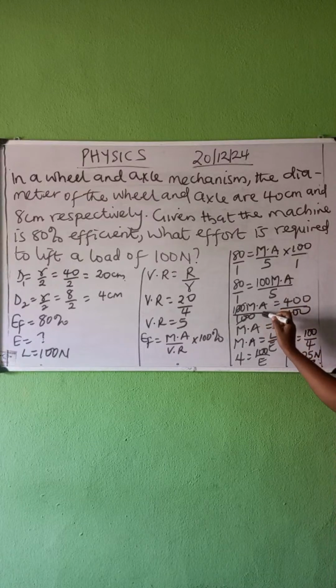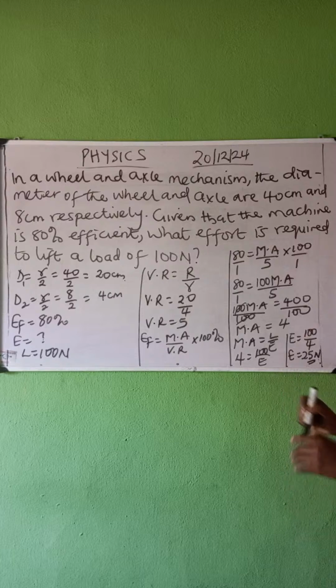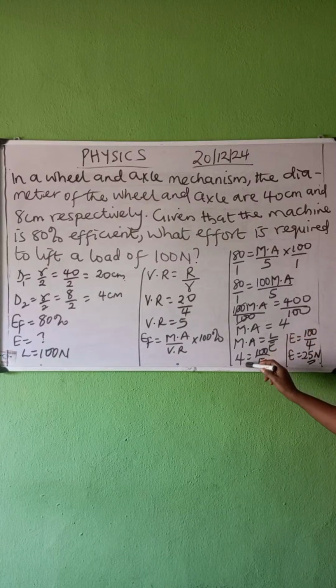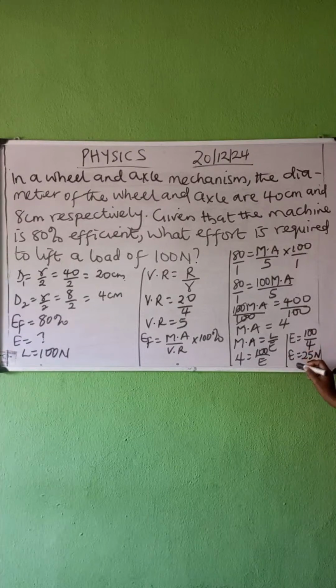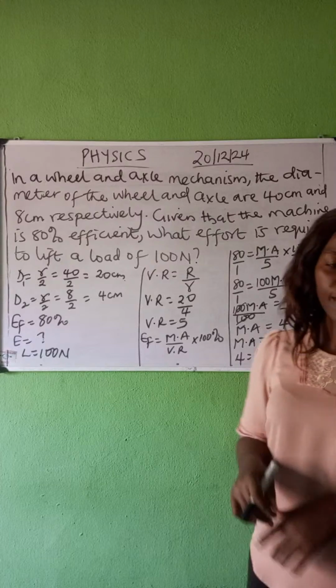This is 100 MA is equal to 400. Alright? So we divide both sides by 100. So my MA is equal to 4. So what do we do next? My MA is equal to load over effort. Alright, so my MA is 4, is equal to, my load is already given as 100, and my effort is what I am looking for. By the time I do cross multiply, you now realize that my effort will be 25 Newton. Is that clear? Alright.